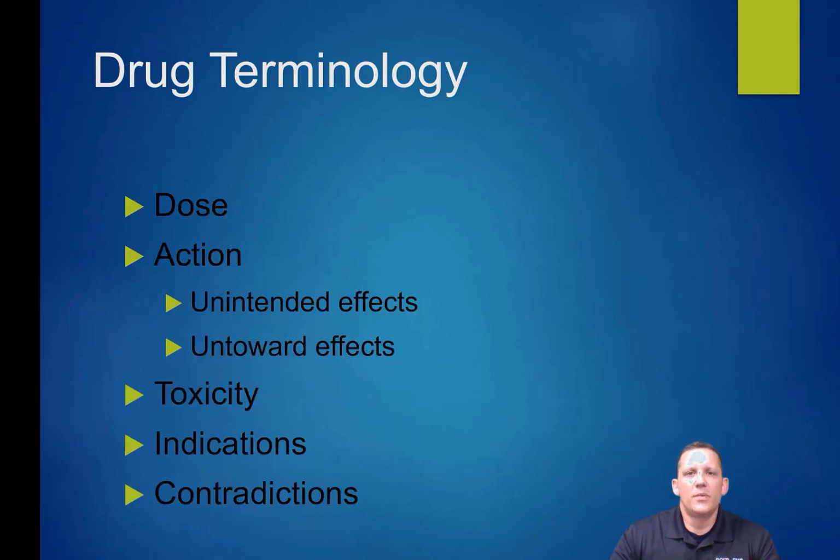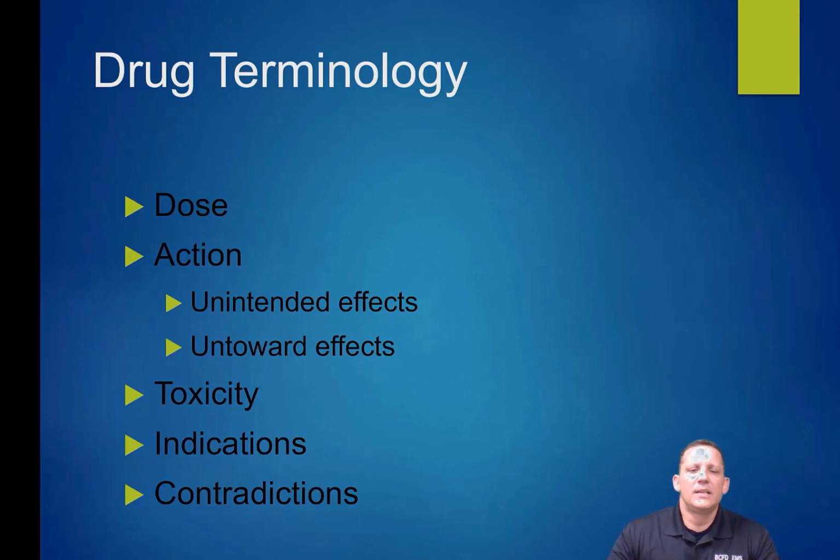Some of the terminology you need to know with medications and pharmacology are dose. And by dose, that means what is the actual volume or weight of the drug that is being given, such as milligrams or mLs. And then the action of the drug, and then we're looking for unintended effects and then untoward effects. Unintended effects is really we give a medication and we did not mean for something to happen.